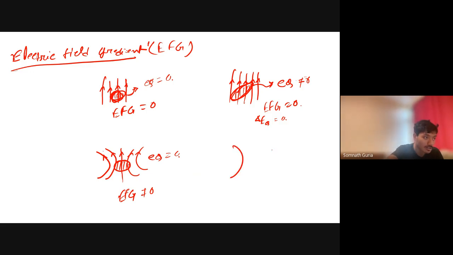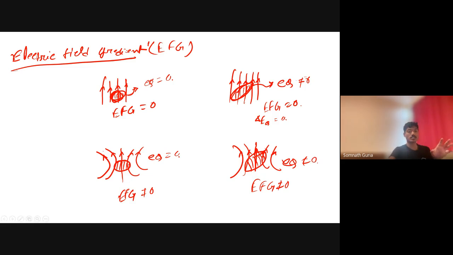Now another opposite case: we have a non-spherical nucleus and a heterogeneous electric field gradient EFG. So EFG is not equal to 0 and my EQ is also not equal to 0. In that case, we will have some defined states. We will get two defined states.